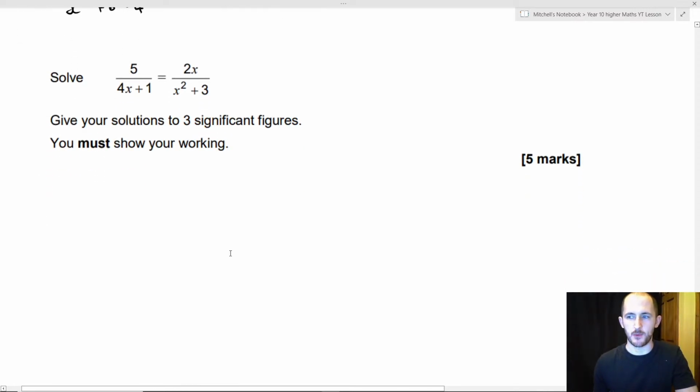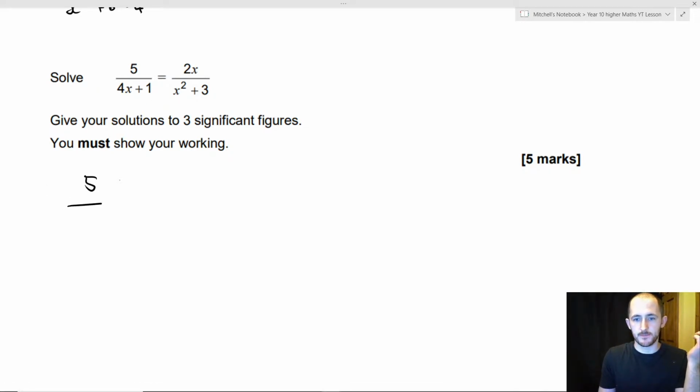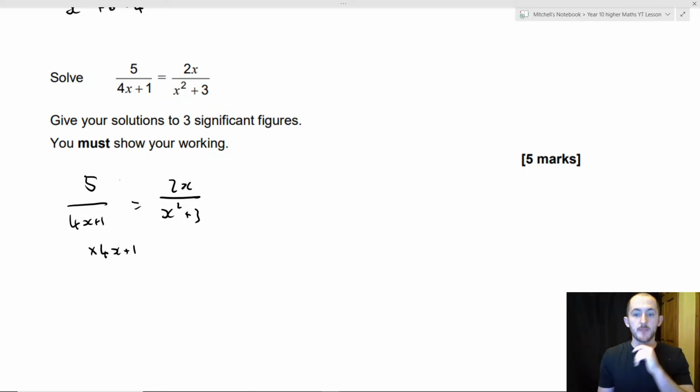So you don't really need to worry about it that much. So with this, what would I do? Well, I hate fractions. So my first step in any solving question, if there's a fraction, is to get rid of the fraction. How do I get rid of fractions? The easiest way is to times them by their denominator. So I times the whole equation by 4x plus 1.